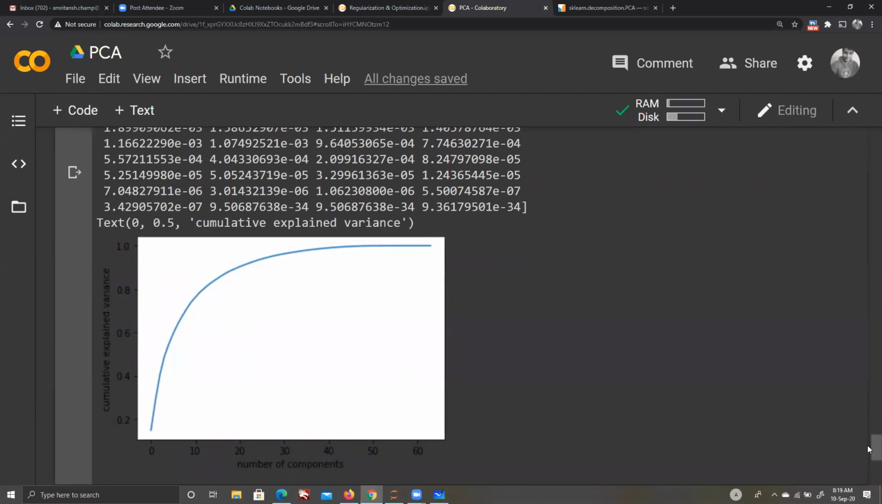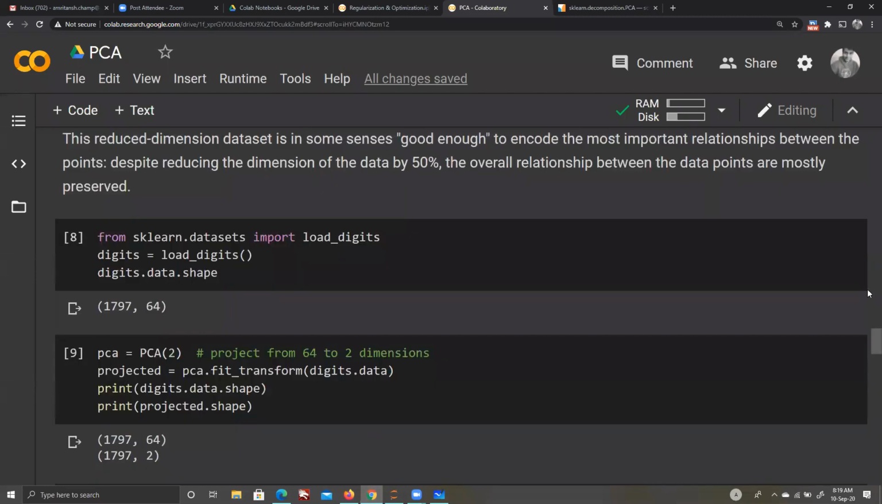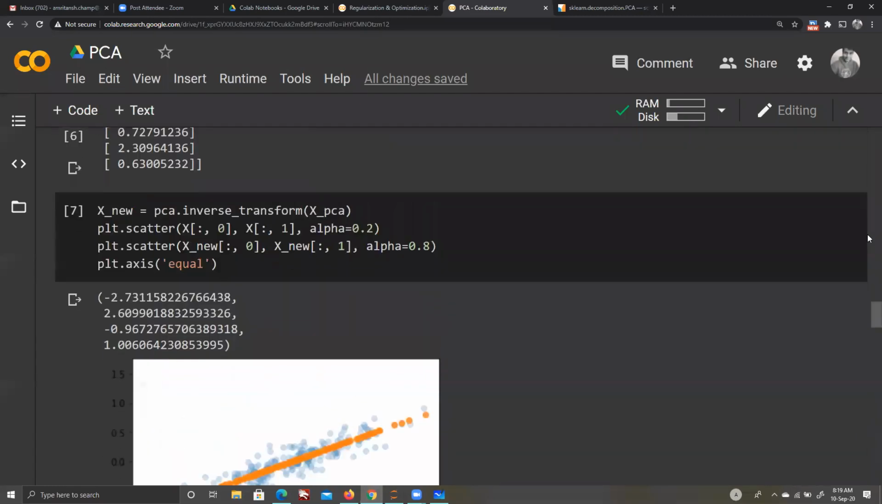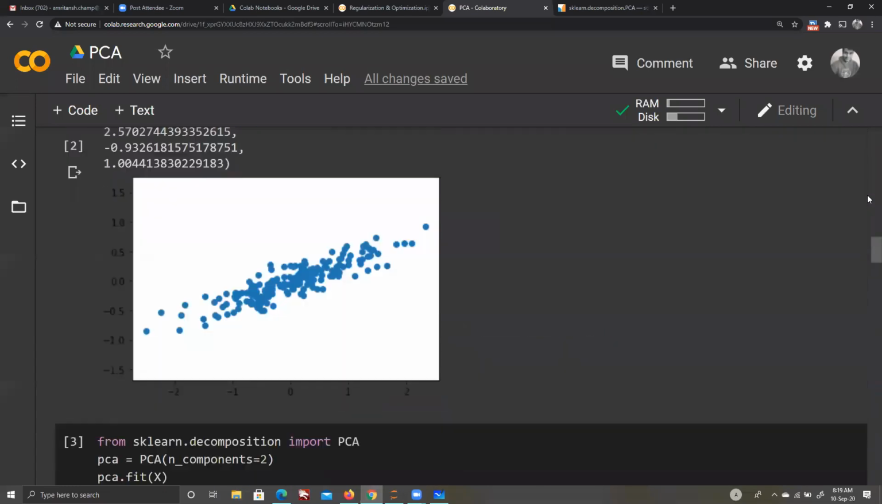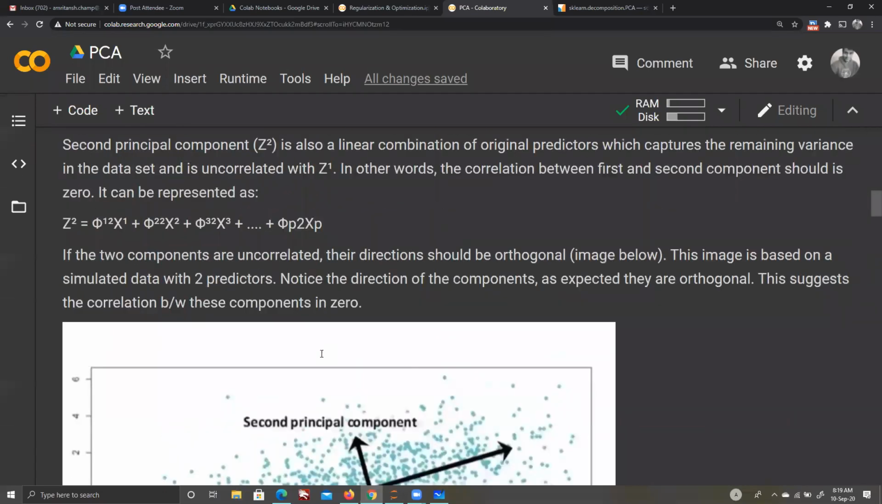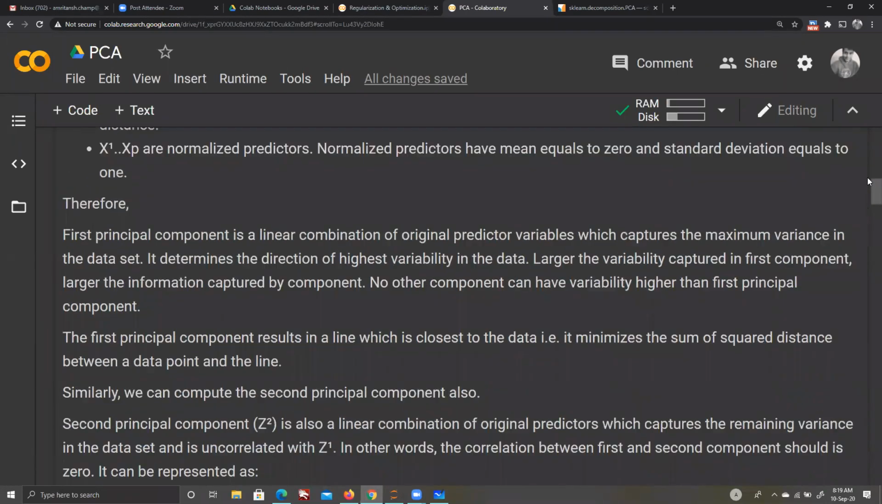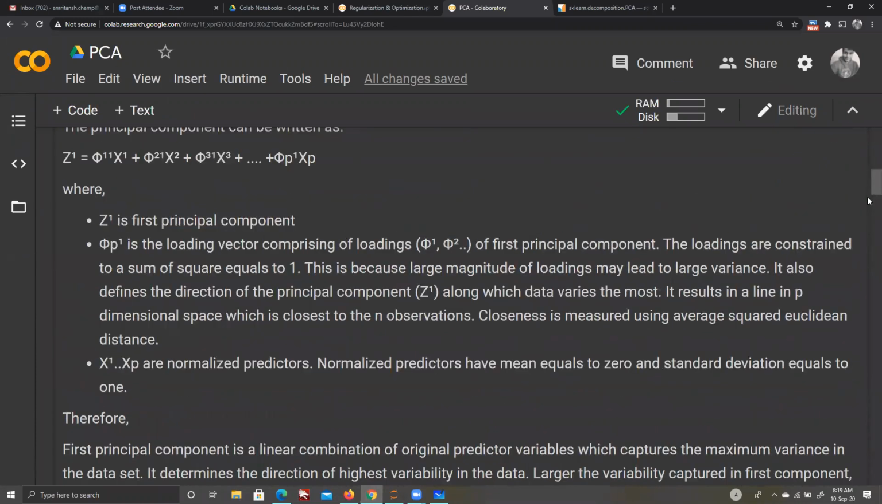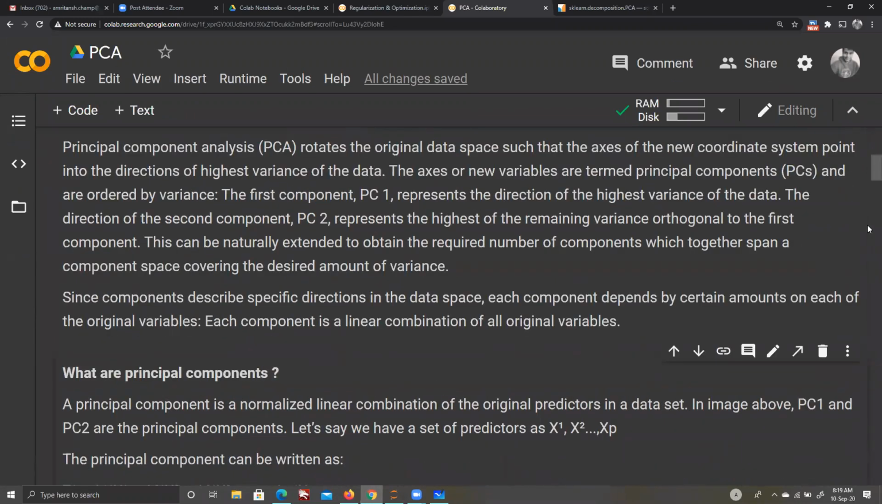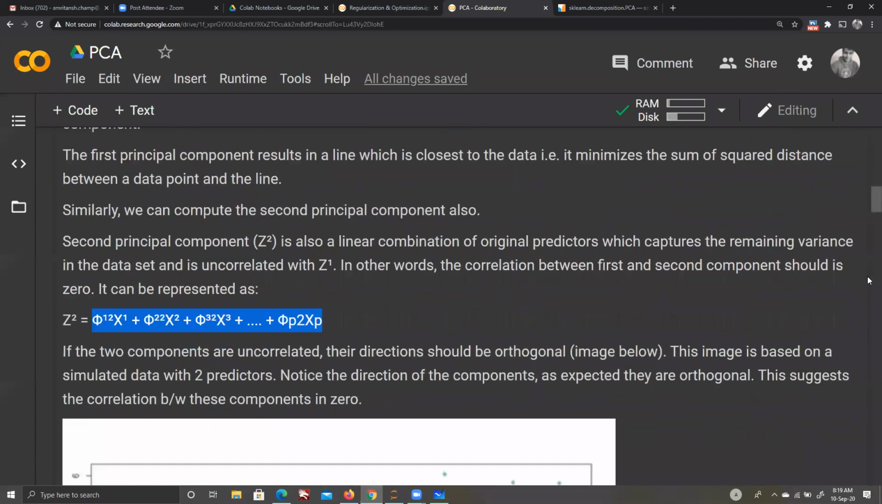If someone is looking at what the original equation is, it is based on your original axes and your loading vector. Z1, Z2, Z3, whatever it is, all of them are basically projections. You can think of them as projections along the original space itself.